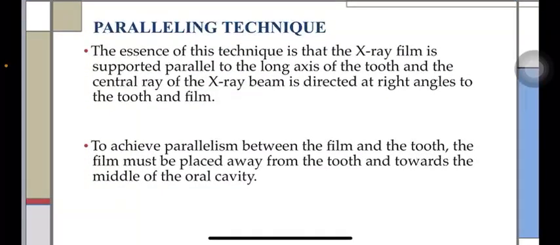Then second is the paralleling technique. The essence of this technique is that the X-ray film is supported parallel to the long axis of the tooth, and the central X-ray beam is directed at right angles to the tooth and the film. To achieve the parallelism between the film and the tooth, the film is placed away from the tooth and towards the middle of the oral cavity.